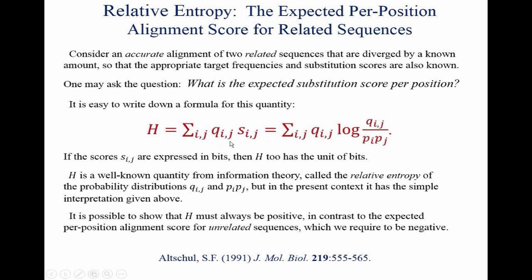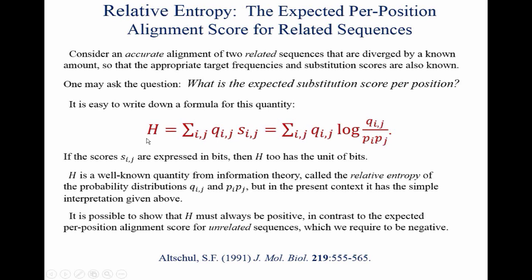This sum, by the way, looks somewhat similar to a quantity we looked at last week, which was the average score for random sequences. There, rather than Q sub ij, you had Pi Pj, which is the frequency with which a score occurs if you just pick two random amino acids. And that quantity, in fact, is a negative number. In fact, we required it to be a negative number. The relative entropy, on the contrary, is a positive number, and it is the average score for related sequences as opposed to unrelated sequences.